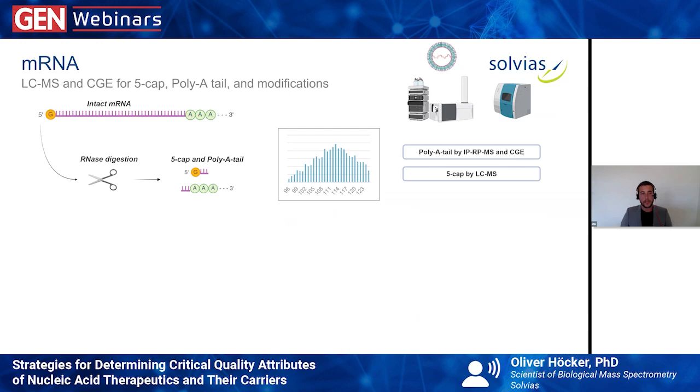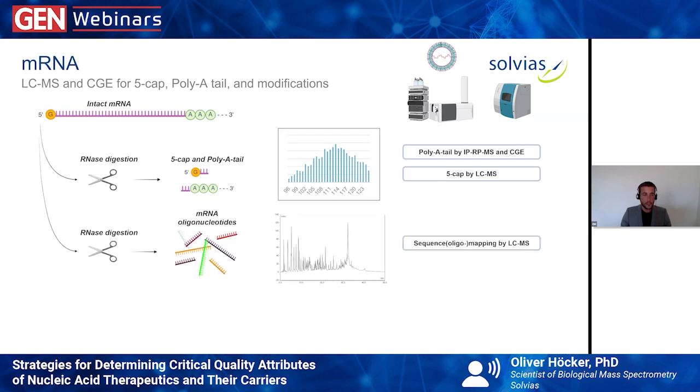Apart from the integrity and the identity, there are also other properties of mRNA that are really important to assess. One is the 5' cap and the poly-A tail. The 5' cap is very important for the stability, and also the poly-A tail on the 3' end is very important for the stability of the mRNA against degradation. And also it's required to attach the poly-A binding protein that allows the translation of the mRNA into the target protein. If these two things are not there, the complete drug doesn't work.